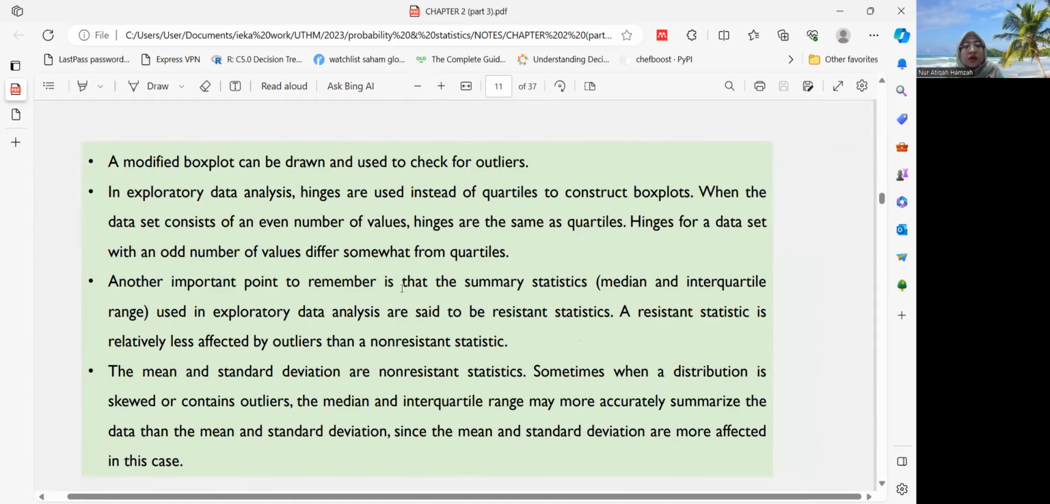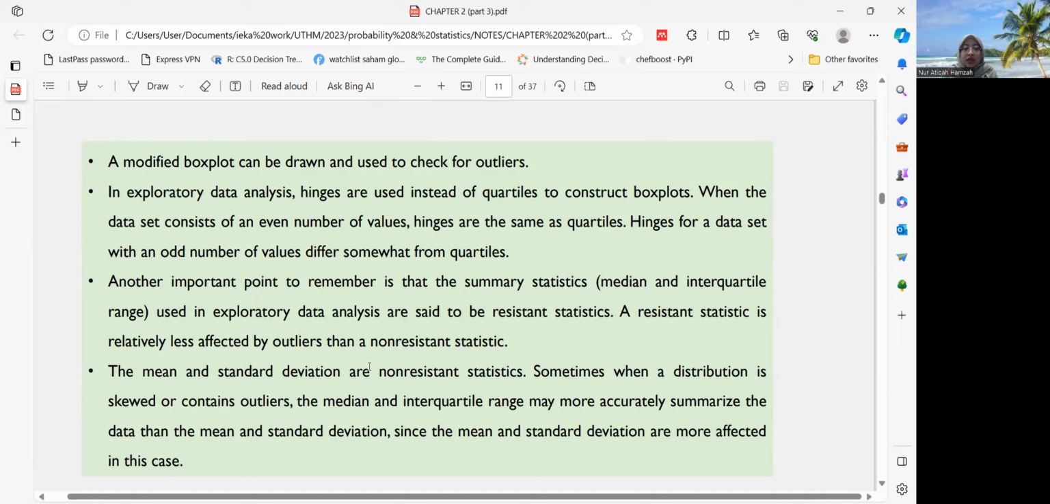And actually, a modified box plot can be drawn to check for outliers. Another important point to remember is that the summary statistics, median and interquartile range, used in exploratory data analysis are said to be resistant statistics. A resistant statistic is relatively less affected by outliers than a non-resistant statistic.